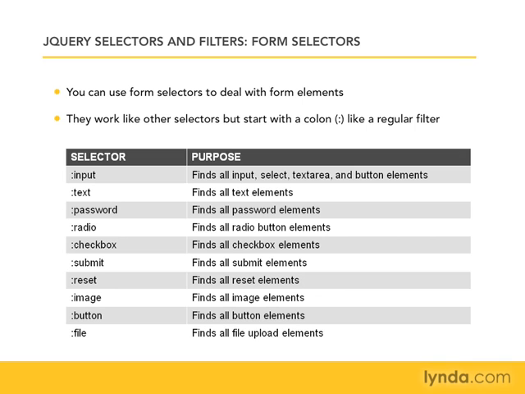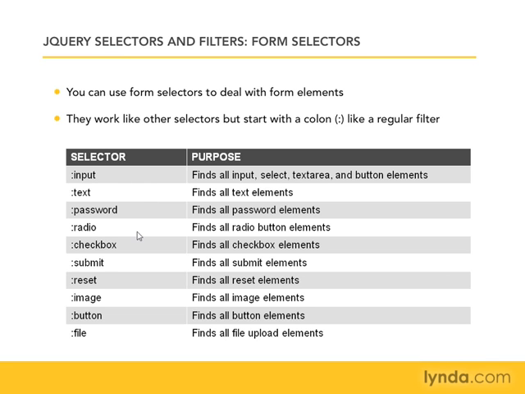So you can see the table here. This table lists the available selectors for form elements. They pretty much match up directly with the names of the various form elements that you'll find in a document. So, for example, you have selectors for input and text and password and radio and checkbox and submit all the way down. You can use these to select those individual kinds of elements on the form.